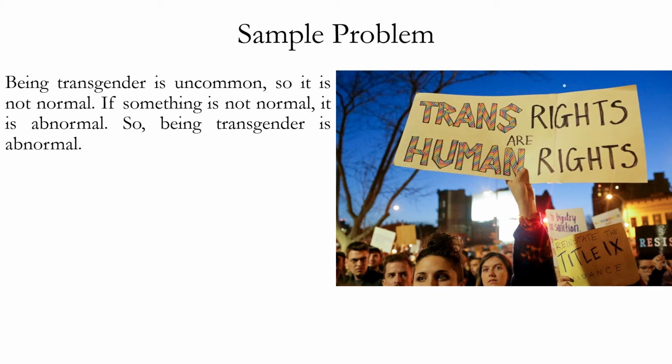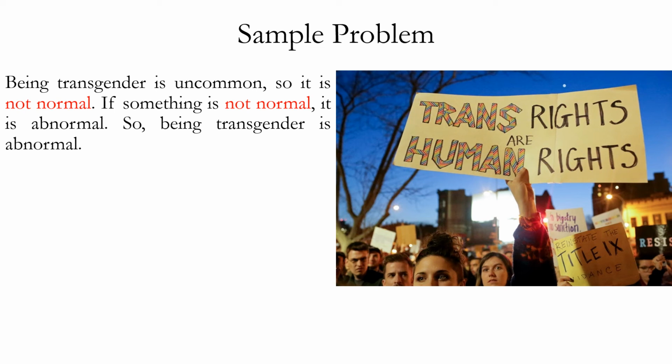Being transgender is uncommon, so it is not normal. If something is not normal, it is abnormal. So being transgender is abnormal. Which word or phrase is used inconsistently in this argument? Look at the two uses of the phrase not normal. They may seem the same, but if you look at the meaning of each of those two sentences, in order to make them make sense, we have to interpret not normal in different ways.